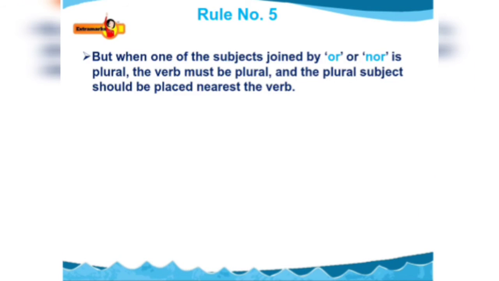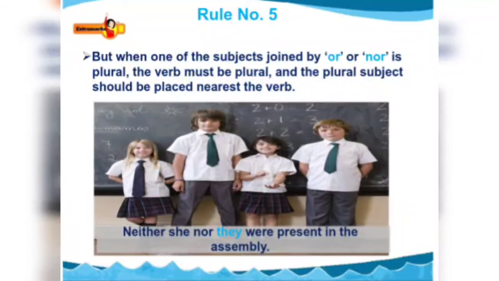But when one of the subjects joined by or, nor is plural, the verb must be plural, and the plural subject should be placed nearest to the verb. For example, neither she nor they were present in the assembly.